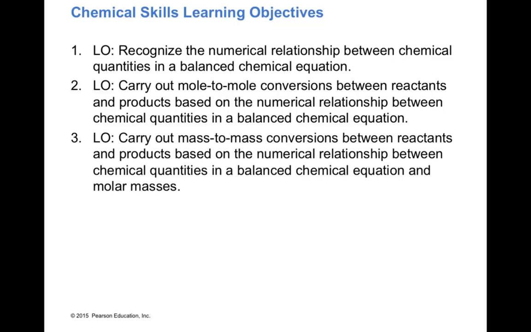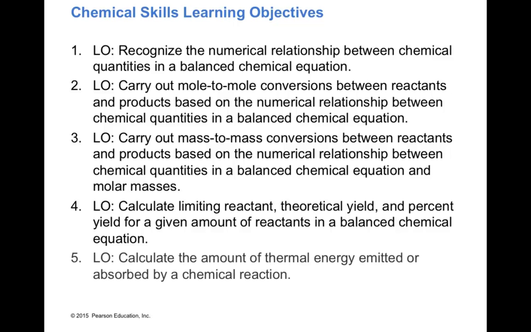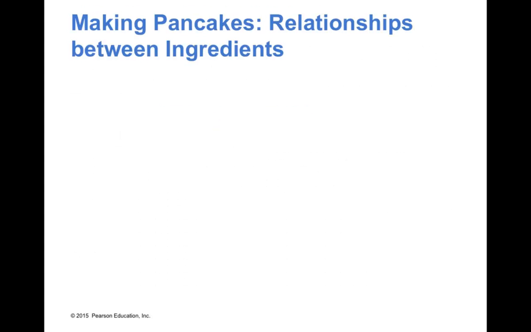Also, we're going to learn how to carry out mass to mass conversions between reactants and products based on the numerical relationship between chemical quantities in a balanced chemical equation and molar masses. Also, you are going to learn how to calculate the limiting reactant, the theoretical yield, and the percent yield for a given amount of reactants in a balanced chemical equation. And finally, you're going to learn how to calculate the amount of thermal energy emitted or absorbed by a chemical reaction. So let's talk first about an example that you may know, and we're going to make some pancakes.